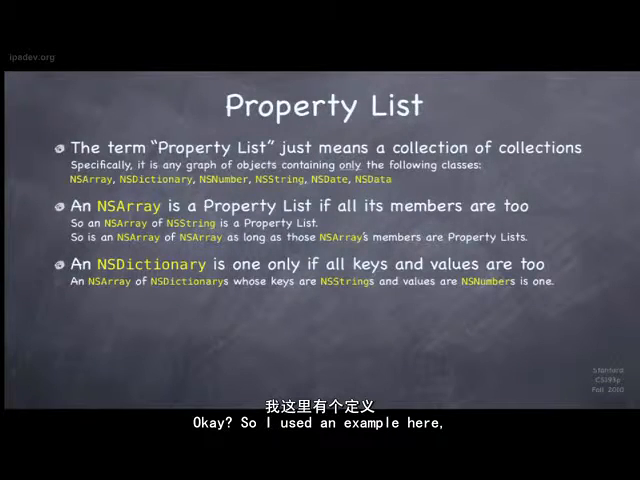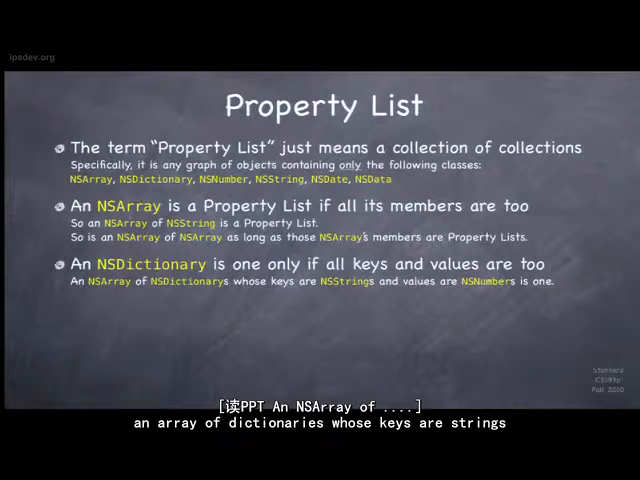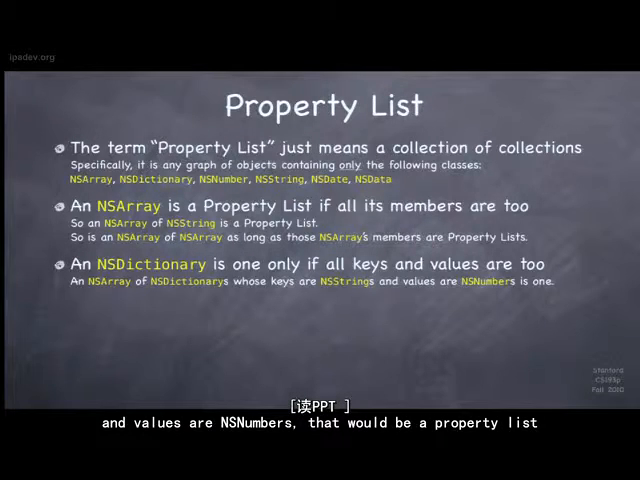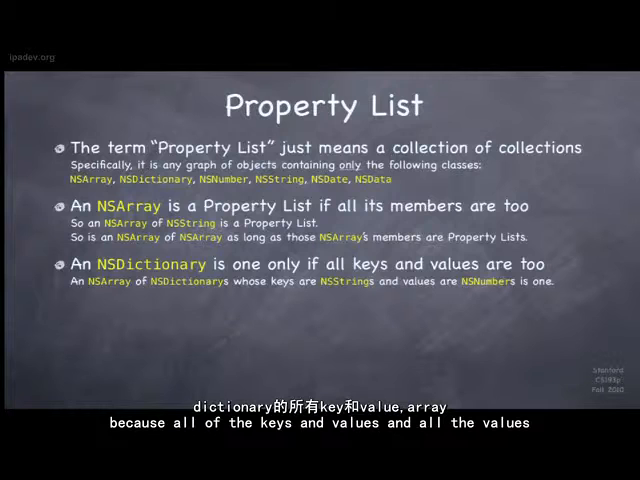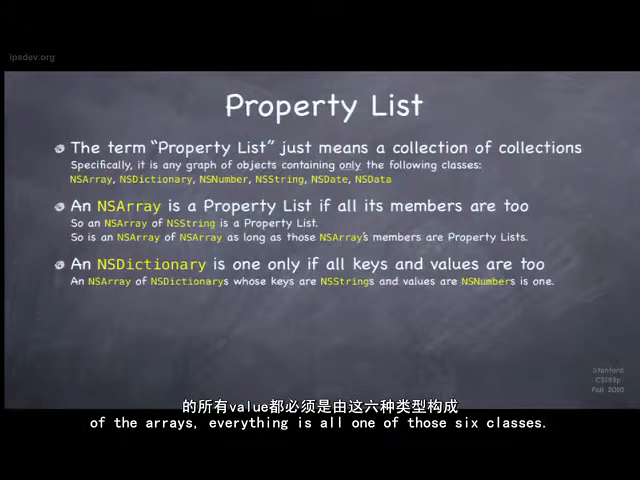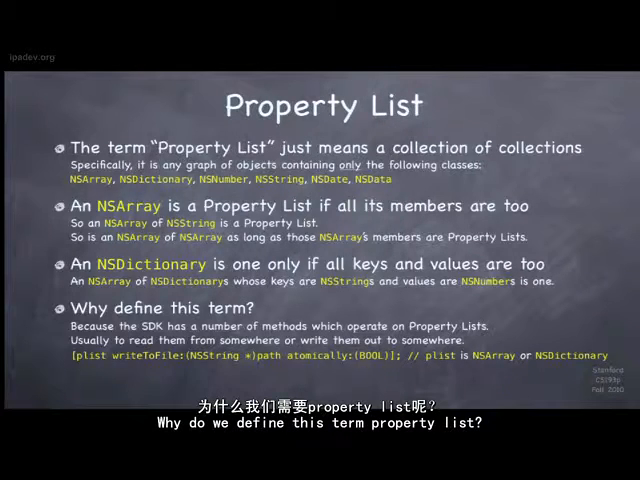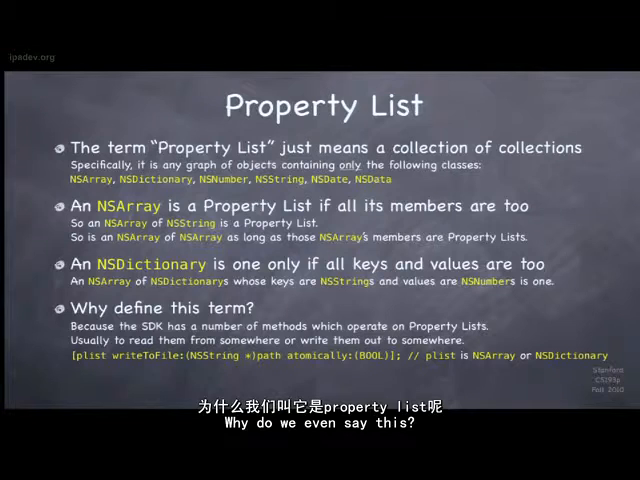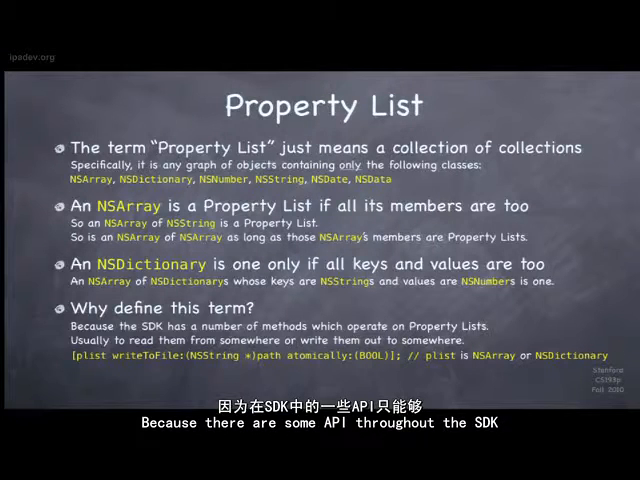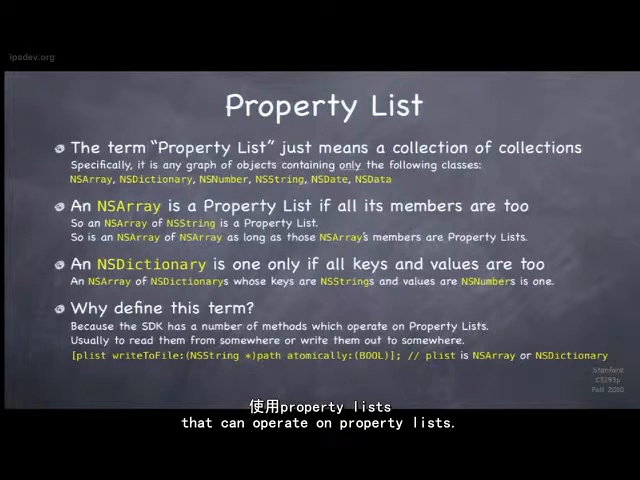So I use an example here, an array of dictionaries whose keys are strings and values are NSNumbers. That would be a property list, because all the keys and all the values of the arrays, everything is one of those 6 classes. Why do we define this term property list? Why do we even say this? Because there's some API throughout the SDK that can operate on property lists.